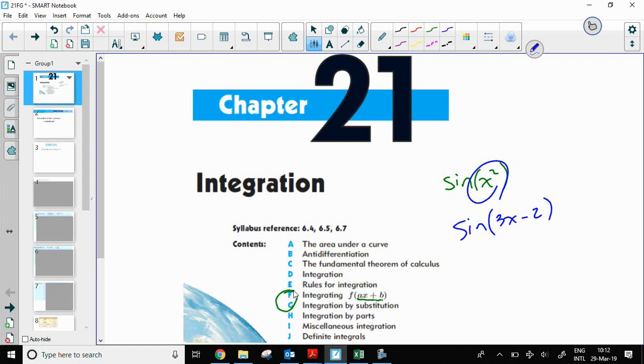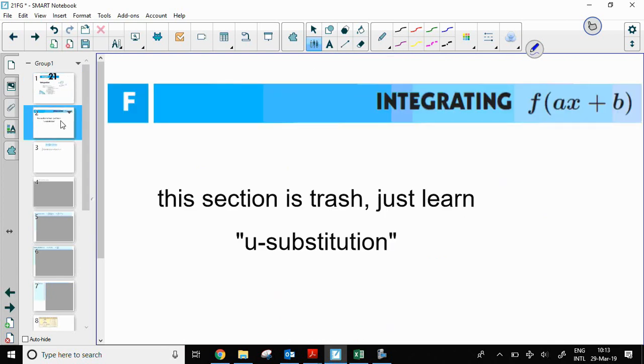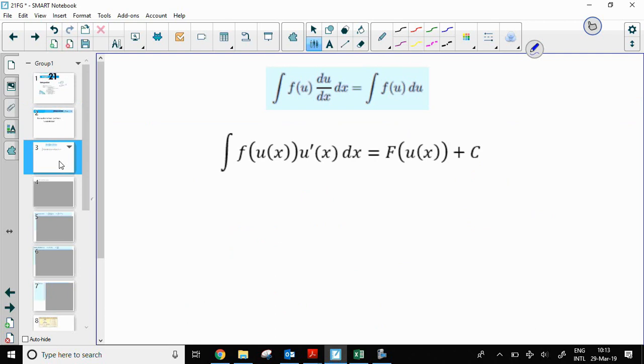So section F is all about what to do when you've got a linear function of x. And my advice is not to even read the section. There's nothing worthwhile in this, honestly. Just use the substitution method. I don't know, you can read it if you want. Maybe you disagree with me, but we're moving on. This is the substitution method.